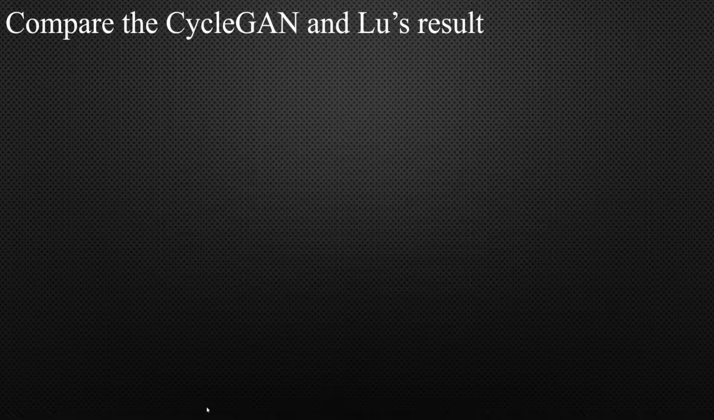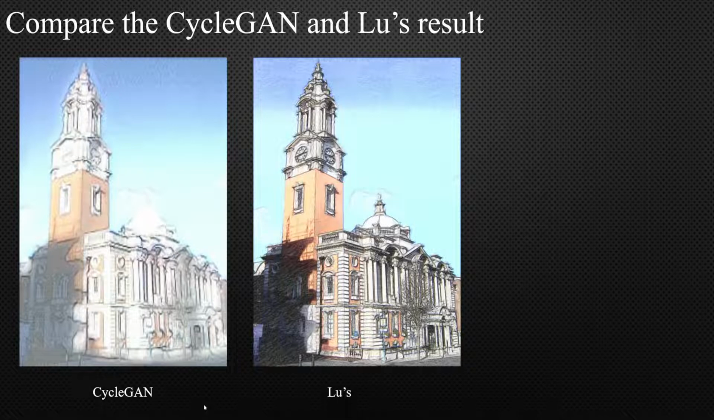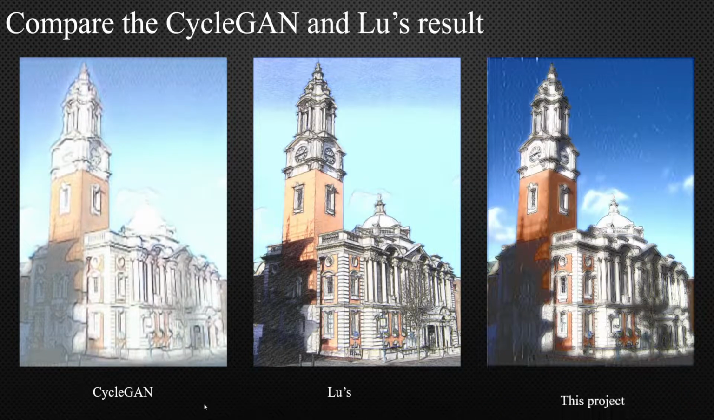And I also use CycleGAN to generate the pencil drawing image, but the result is not good. CycleGAN is another famous technique for image translation. One application of CycleGAN is image style transfer. And this is Lu's paper's output, and this is the project's output.